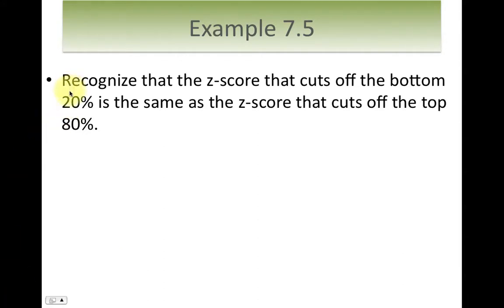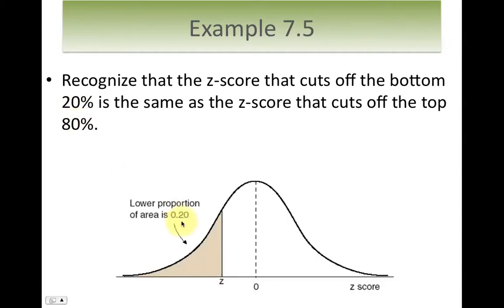First, before we look at another example, let us remember that the bottom 20% is the same as the z-score that cuts off the top 80%. So if we look at this picture here, this piece of area that is shaded in is 20%, and this piece of area that's not shaded in is 80%, because we know the entire bell curve is 100%. So this z-score cuts off the bottom 20% and cuts off the top 80%. It's the same z-score.